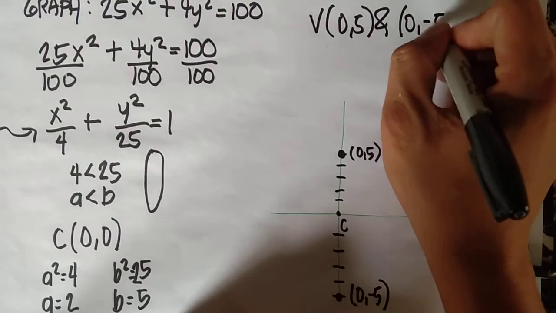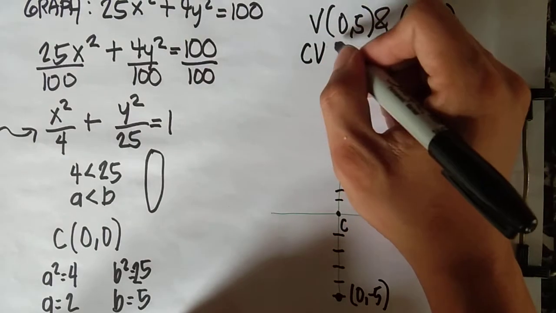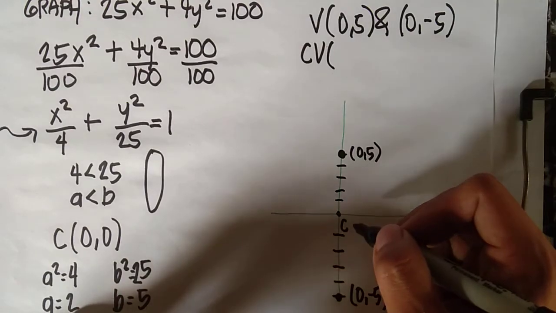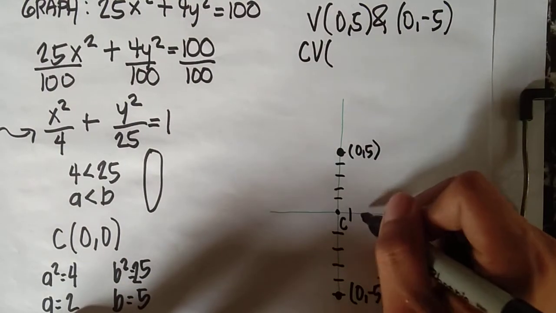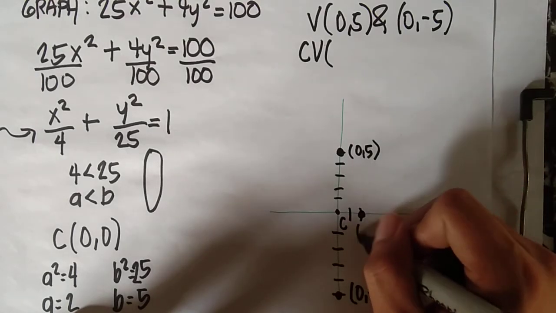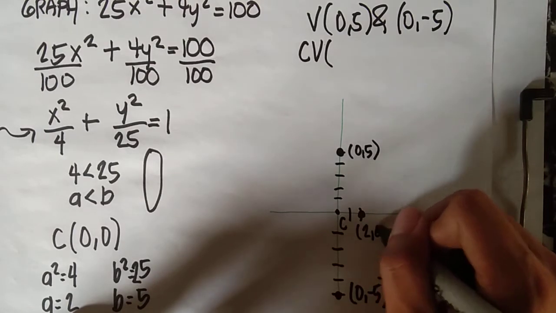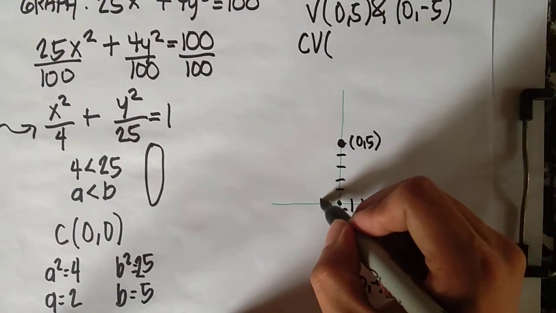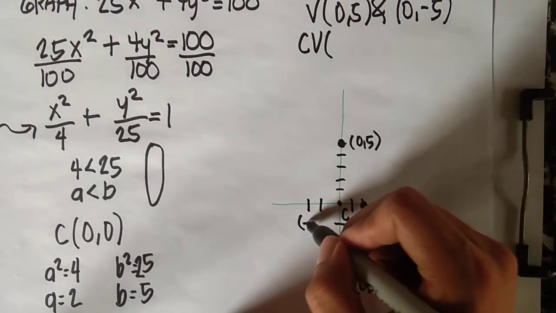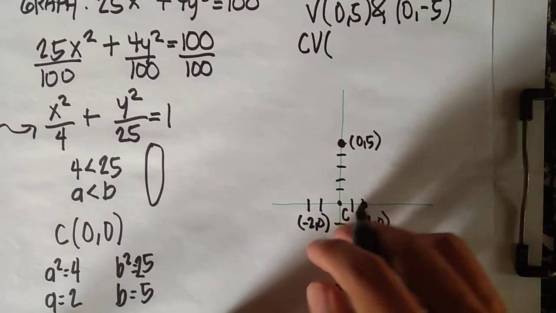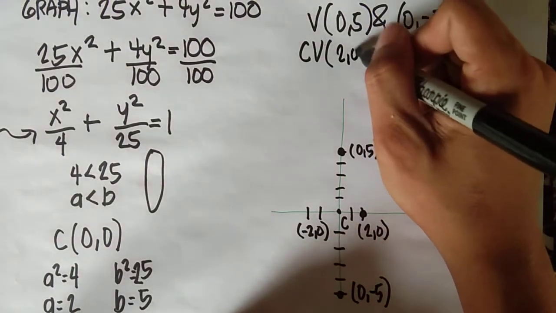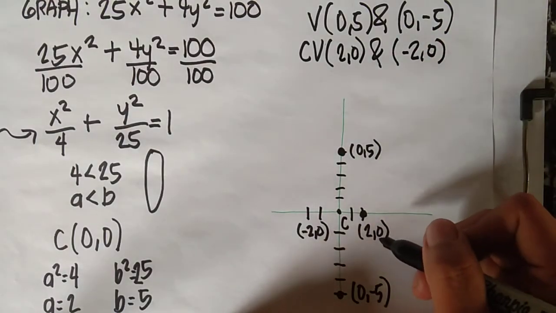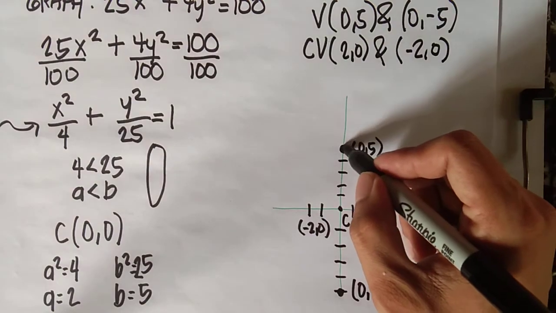For our vertex, that is 0, 5, and 0, negative 5. For our co-vertex, so bibilangin naman natin yung minor axis natin, which is 2. So, mag-account tayo ng 2, papuntang kanan. And this is 2, 0. And then, 2 points, pa kabila naman, pa negative sign ng x. So, this is negative 2, 0. So, our points for co-vertices are 2, 0, and negative 2, 0. And then, all we have to do is to trace yung ating graph.